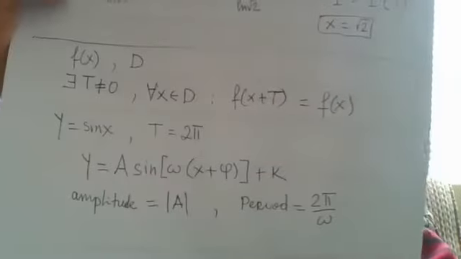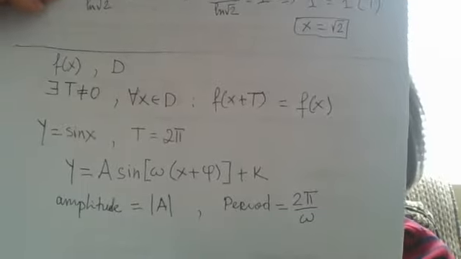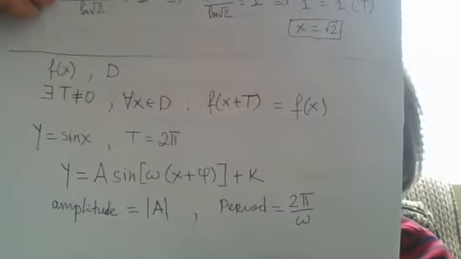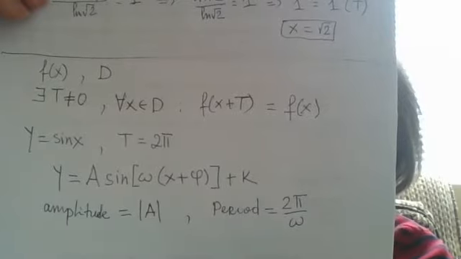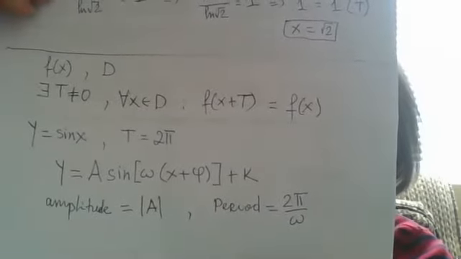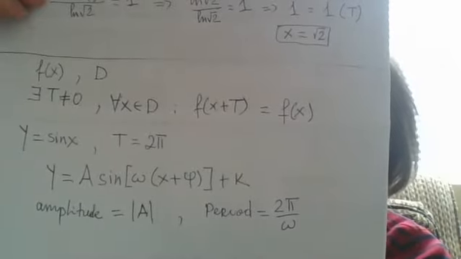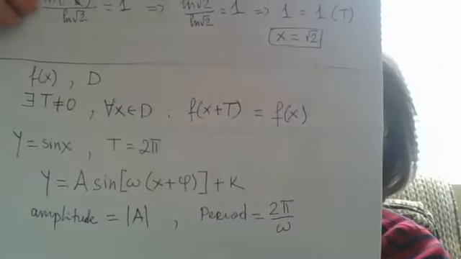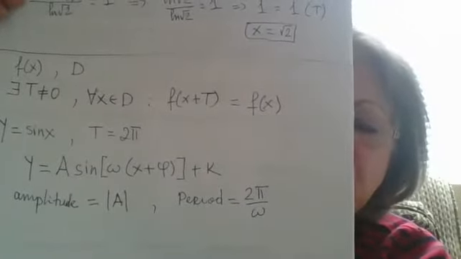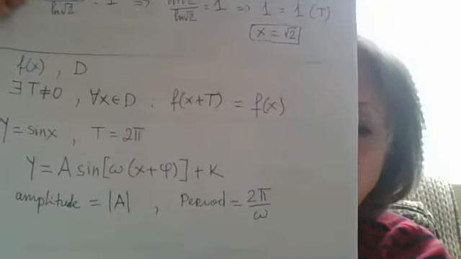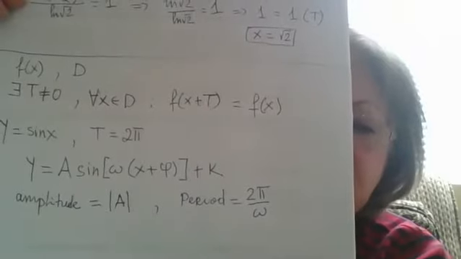Look at y equal to sine x: A is equal to 1 and omega is equal to 1. So 2 pi over 1 is 2 pi. And we came to that conclusion that y equal to sine x has period equal to 2 pi. But the same formula will work for the families of cosine, secant and cosecant.